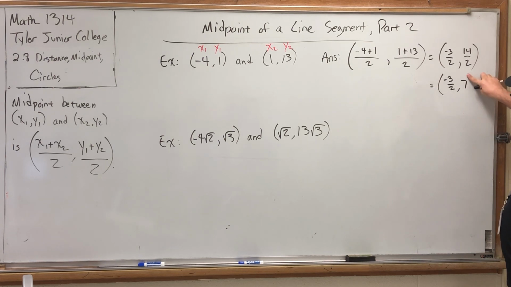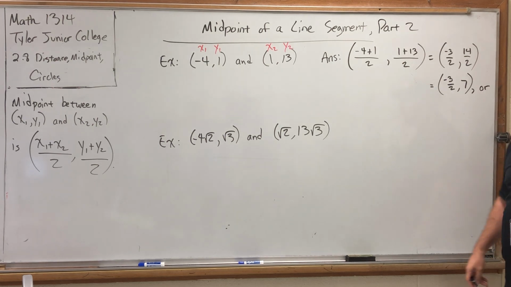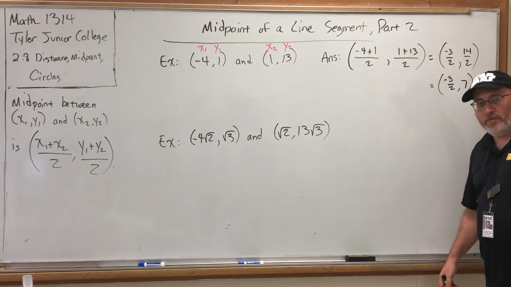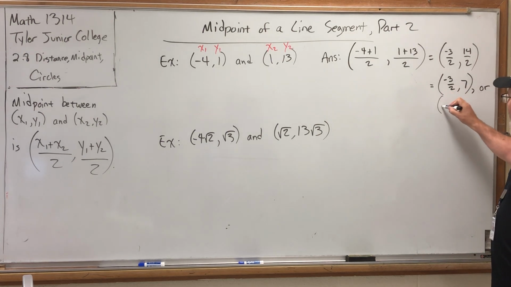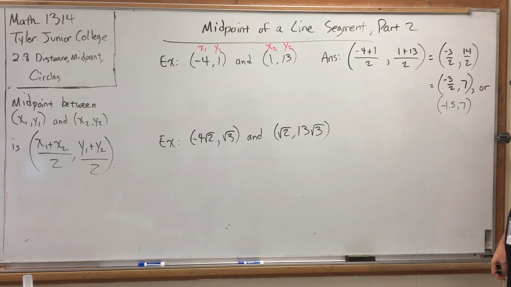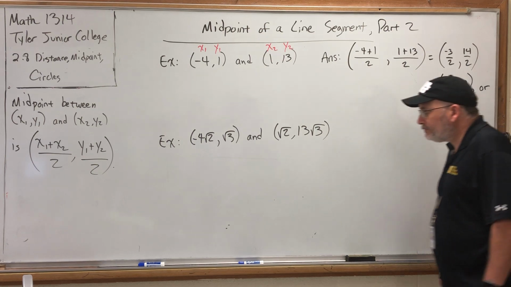So this is a perfectly acceptable ordered pair. -3 halves, 7. Now, depending upon your professor or your homework platform, it may ask you to turn this into a decimal, in which case it would be -1.5, 7. So either of those would be acceptable answers.